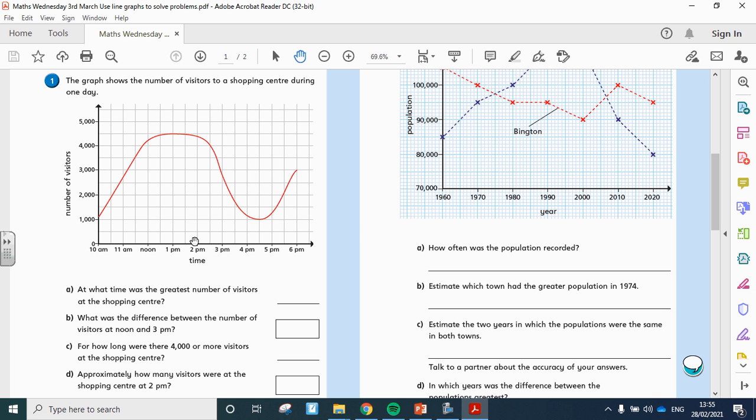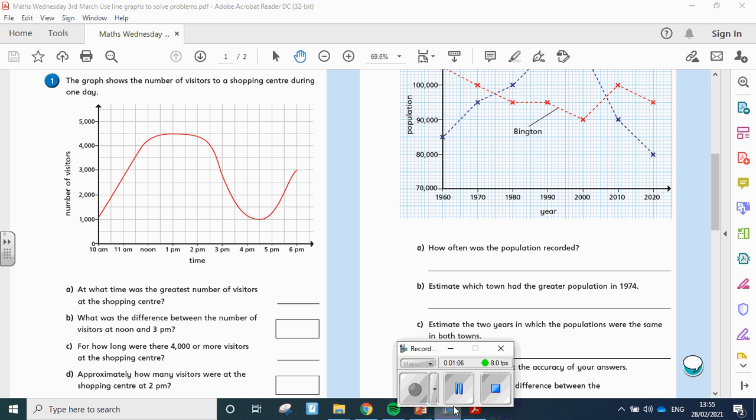So question 1, we've got the number of visitors to a shopping centre during one day. As always, we've got time going across the bottom here and the number of visitors going up in thousands up the side here. At what time was the greatest number of visitors at the shopping centre? So find the exact point where the bar, I keep saying bar when I mean line, where the line is at its highest.